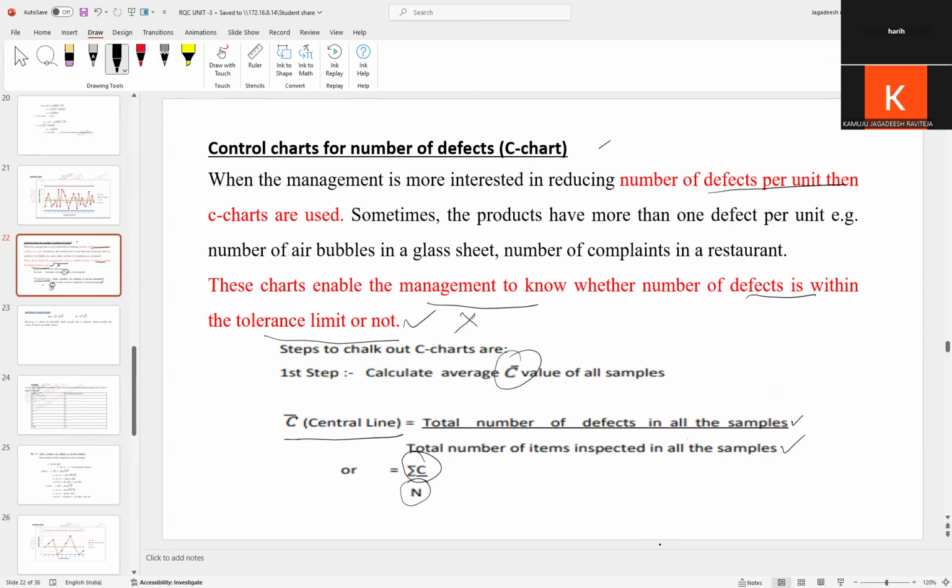We know that to draw the control chart, we need 3 important parameters. What are the 3 important parameters? Center line, upper control limit, and lower control limit. Now we have to calculate the formula for the center line. What is the formula for the center line? Sigma C divided by N. Sigma C is the summation of the total number of defects, divided by capital N, the number of samples inspected. Okay, did you take this formula? Have you noted? Shall we go to the next slide?